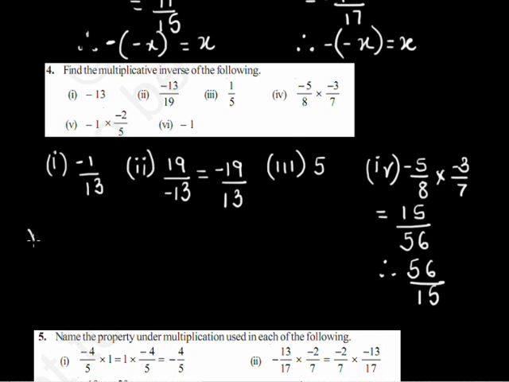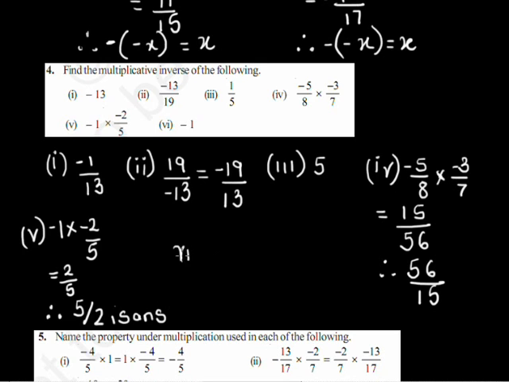Okay. Now next, the fifth part. In the fifth part again, I have to do the multiplication, minus 1 into minus 2 upon 5. That will be equal to 2 upon 5. Now if I have to find the multiplicative inverse of 2 upon 5, it will be equal to the reciprocal of 2 upon 5. So the answer is 5 upon 2. Okay. Now the last part, sixth part, I have to find the multiplicative inverse of minus 1. Now if I do the reciprocal of minus 1, it will be again equal to minus 1. So the multiplicative inverse of minus 1 is equal to minus 1 only.